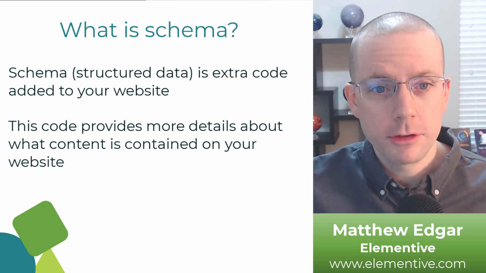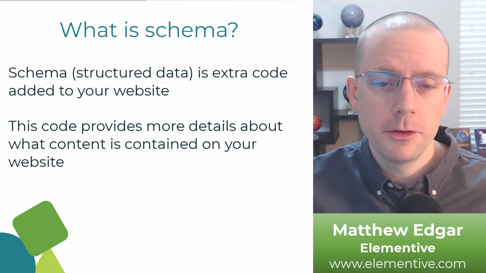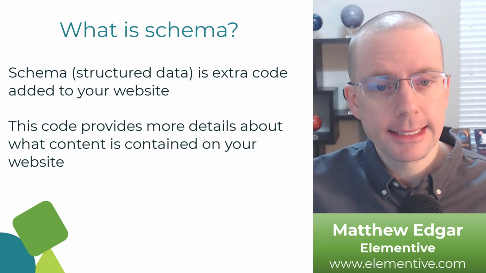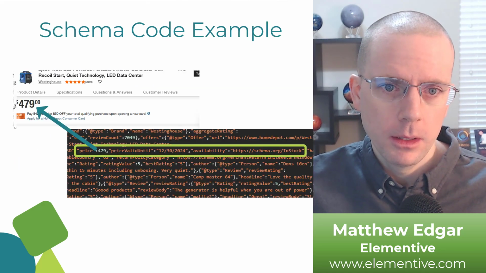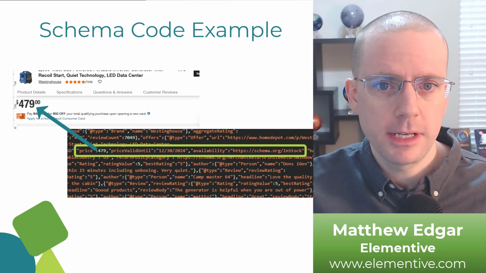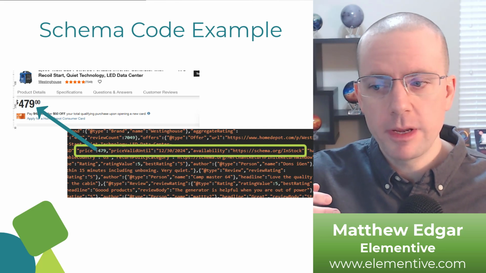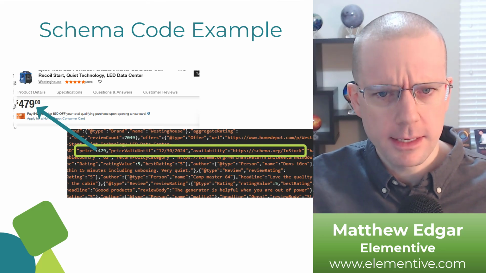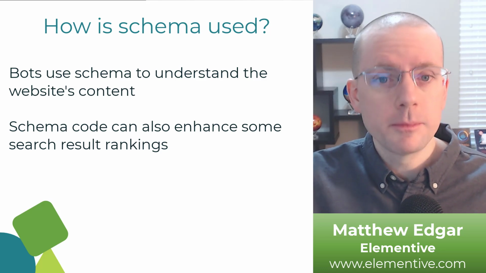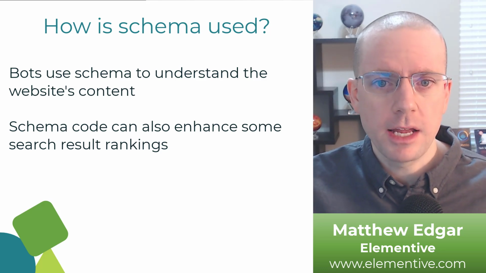Schema markup or structured data markup is extra code you add to your website to provide more information about what data is contained on your website's pages. For example, you could add schema to a product page on an e-commerce site, and that schema contains information about the product's price or stock status. Google and other bots will use schema content, or at least some schema code, as part of understanding your website.